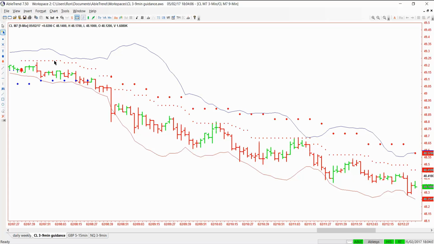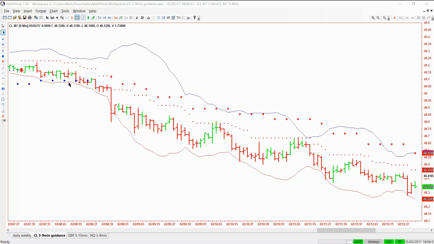The key to AbleTrend are the dots, the small dots. That's where your eye should go first on the chart. The red dots mean you're in a downtrend, and the red dots block or stop the prices from going any further than those red dots, like here 3 times, and all day, every day for every chart. The blue dots, the bigger blue dots here, are the 9-minute hidden support points.